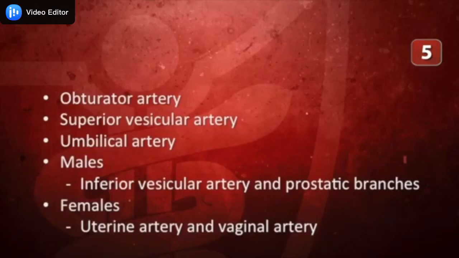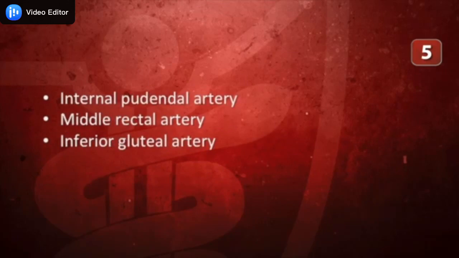Next, what are the main branches of the anterior division of the internal iliac artery? So you have the obturator artery, the superior vesicular artery, the umbilical artery. In males you have that inferior vesicular artery and then the prostatic branches. And then in females you have the uterine artery and the vaginal artery. There's also the internal pudendal artery, the middle rectal artery, and the inferior gluteal artery.